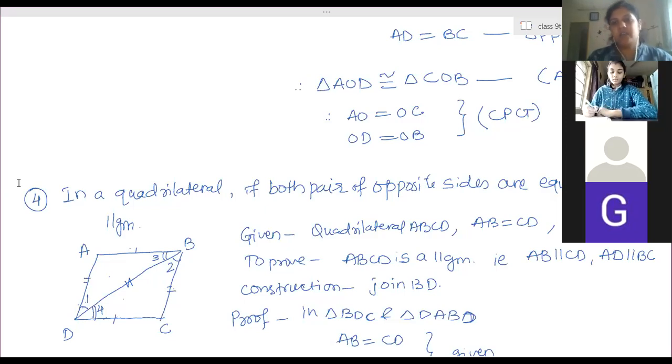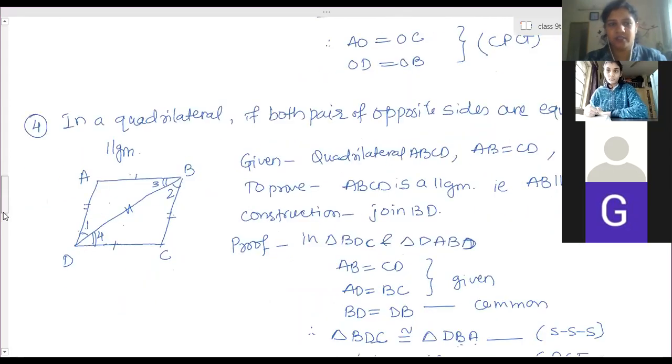So you can directly tell that a rhombus is a parallelogram. Both pairs of opposite sides are parallel. Therefore, it is a parallelogram, and in a parallelogram, diagonals bisect each other. So directly you can write that in a rhombus the diagonals bisect each other. Now you have to prove they are bisecting at 90 degrees. That is the only extra part you have to prove.